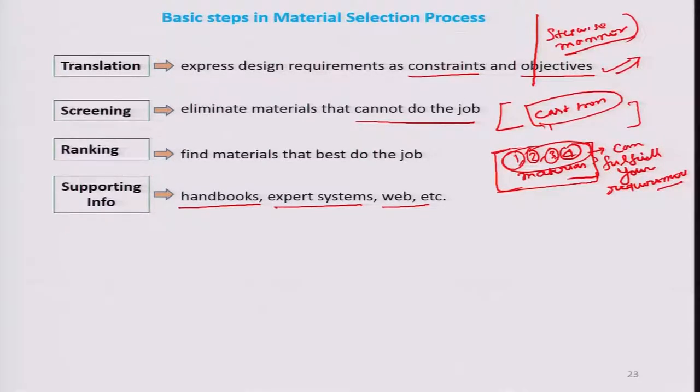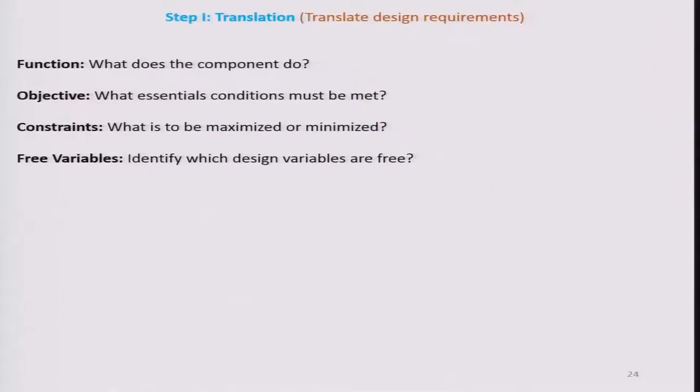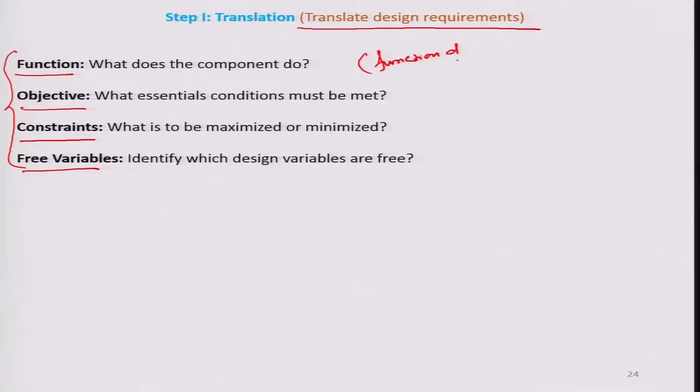Okay, first in the steps of the material selection process, I will discuss the translation process. In translation, you translate design requirements. First you define what your requirements are to design anything. First you will have to decide the requirements and function of the product which you are going to design. For translating the design requirements, there are 4 parameters: function, objective, constraint and free variable. Function means what the component does, to define the function of the product. Again, objective, what essential condition must be met.